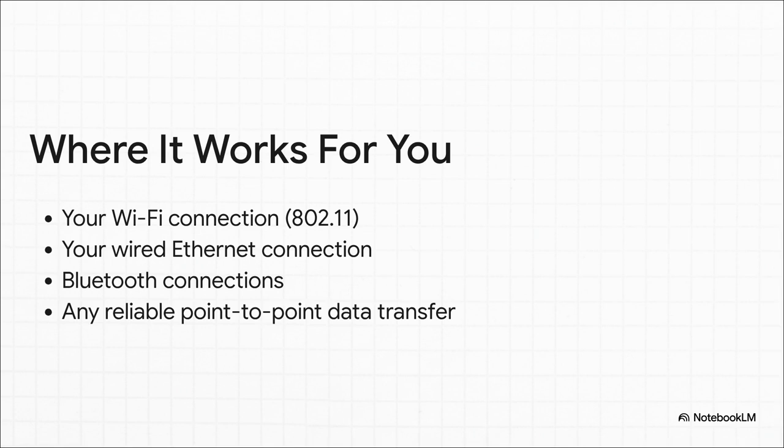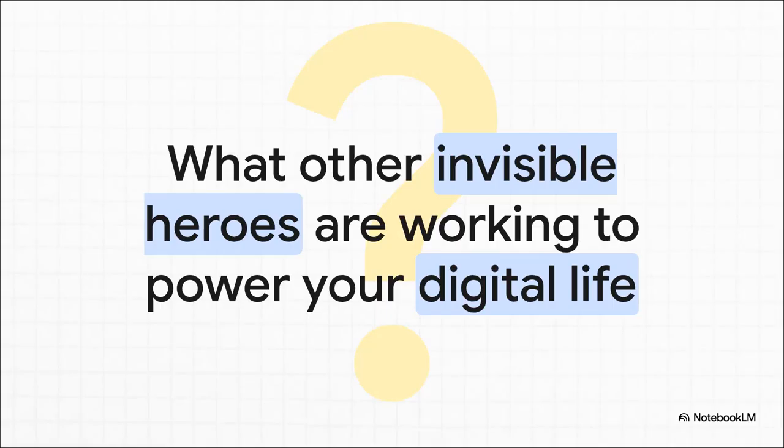That Bluetooth connection between your phone and your headphones? Yep, that's it too. Literally any reliable point-to-point data transfer relies on this. So it all comes back to that number, 2, as in layer 2. The data link layer is the invisible workhorse that does the dirty job of taking the messy, chaotic physical world and turning it into the clean, reliable stream of data that everything else, the entire internet, is built on top of.